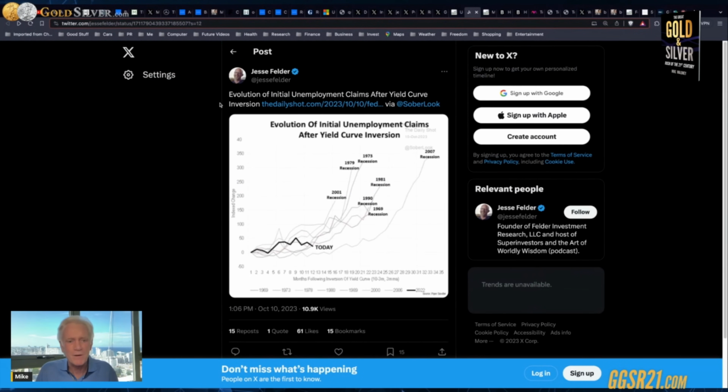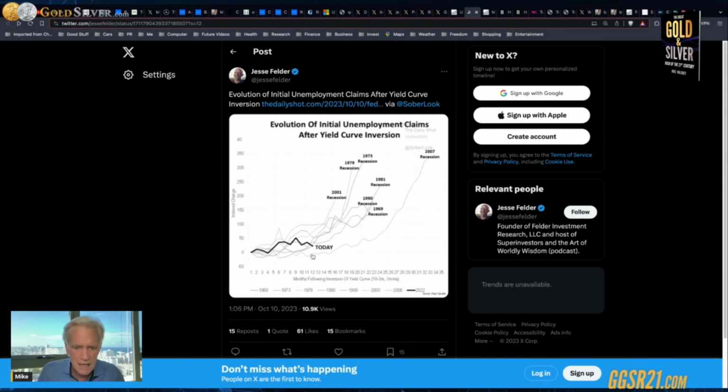This is Jesse Felder, showing the evolution of initial unemployment claims after yield curve inversion. So when the yield curve gets inverted, you start a clock ticking and you measure the number of months until the unemployment rate shoots up. And this is 69, 73, 79, 81, 1990, 2001, and 2007. So this is a lot of history that we're looking at here. This is pretty reliable, I should say.